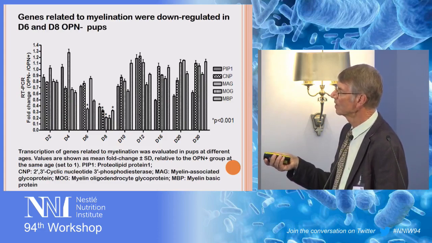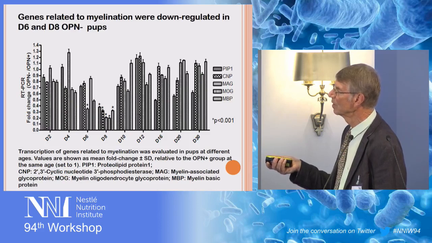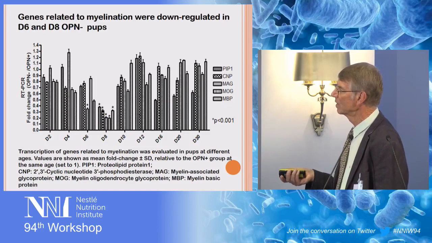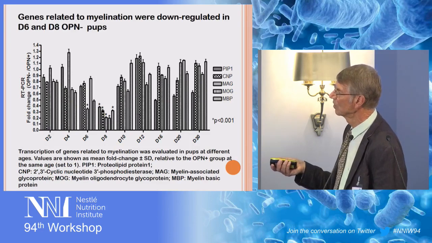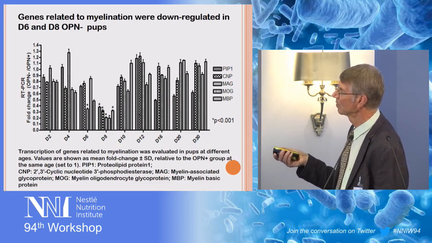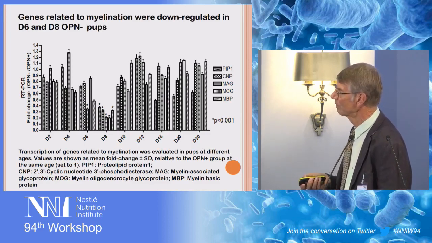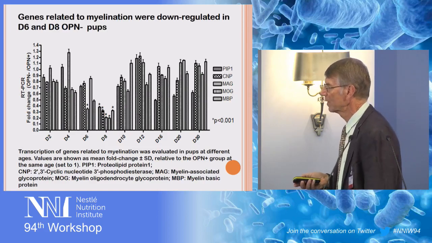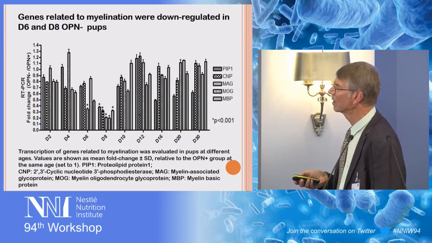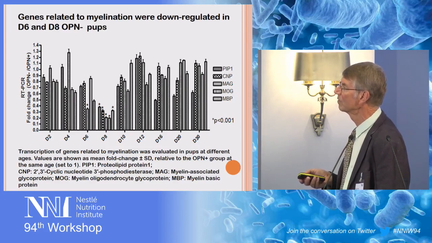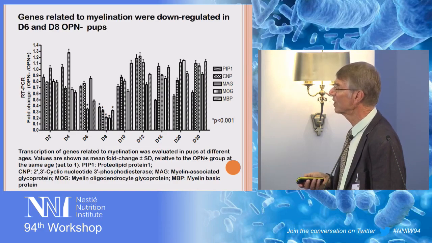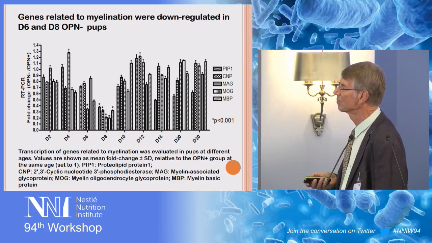But here you can see that in the brain of the osteopontin negative ones that didn't get osteopontin, the gene expression of virtually all of these is significantly reduced around day 6, 8, 10 as compared to normal. So very specific molecular events taking place in the machinery involved in myelination, which may explain why we saw these functional deficits in the mouse pups.